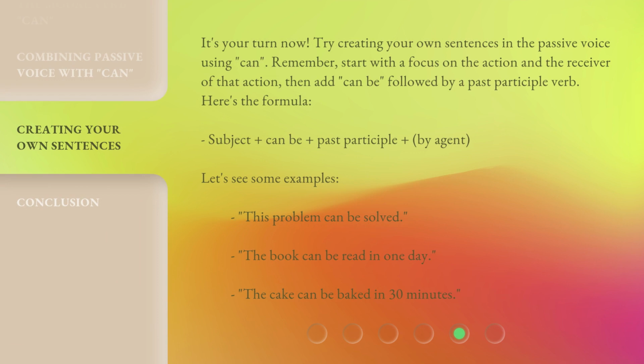It's your turn now. Try creating your own sentences in the passive voice using can. Remember, start with a focus on the action and the receiver of that action, then add can be, followed by a past participle verb. Here's the formula: subject plus can be plus past participle plus by agent. Let's see some examples. This problem can be solved. The book can be read in 1 day. The cake can be baked in 30 minutes.